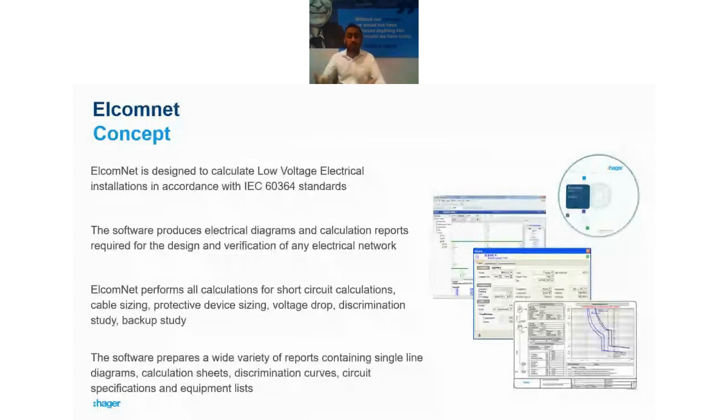And finally, once you do all the calculations, you need good reports. So we have a wide variety of reports from single line diagrams, calculation sheets, discrimination curve studies, specifications, and also equipment lists. So you can do a complete study, and at the end of the study, not only will you have the complete calculation, but you will also have the bill of material of all the circuit breakers that you require in your project. So this is also a very good feature and benefit of the software.